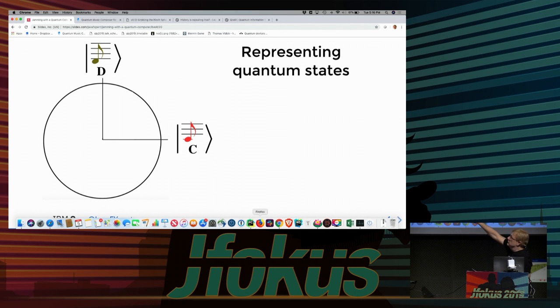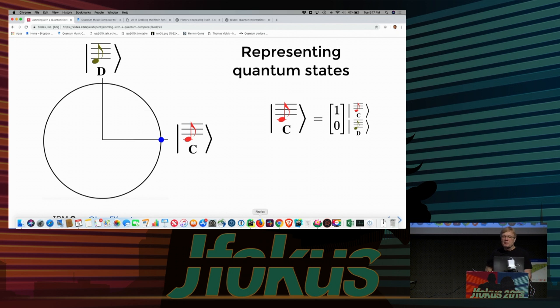Here we have a two-dimensional vector space, just a two-dimensional plane. On the x-axis, or the C-axis, we've got the note C, and on the y-axis, or the D-axis, we've got the note D. That circle is a unit circle, so that is one unit away from the center of the vector space. Okay, you with me so far? Any questions so far? Okay, everybody, we got it.